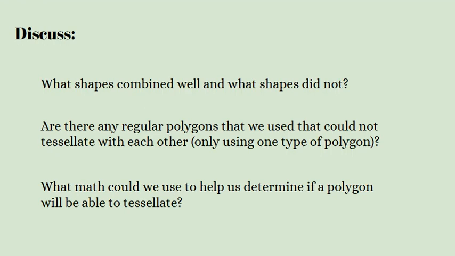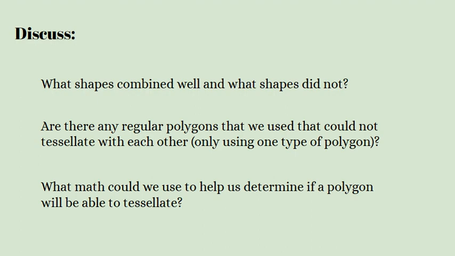And then I want you to, again, just be able to think about this, because I'm not in class. We won't be able to have a discussion about which shapes did combine well and which shapes did not. Were there any regular polygons that we used that did not tessellate with each other? And is there anything that we can do mathematically to predict whether or not a polygon will be able to tessellate? So I want you to think about that.